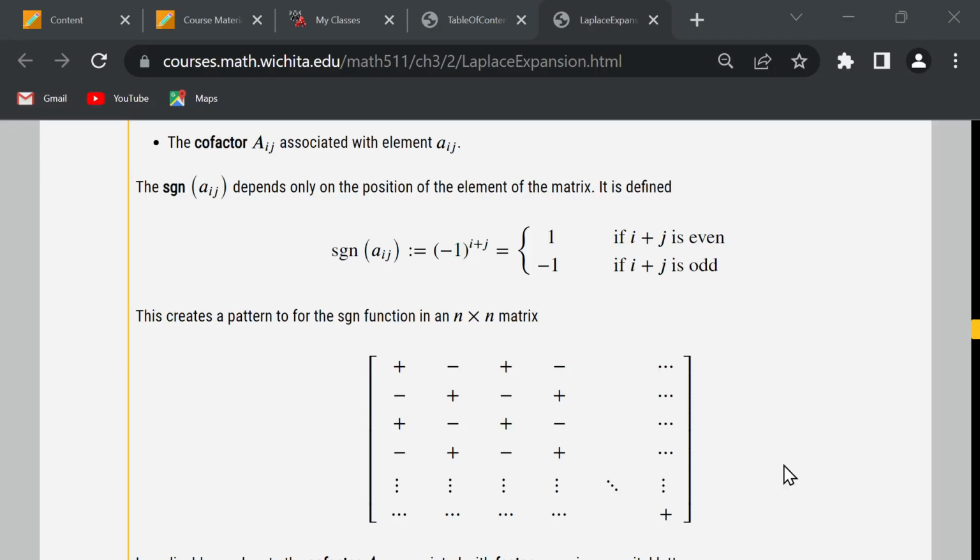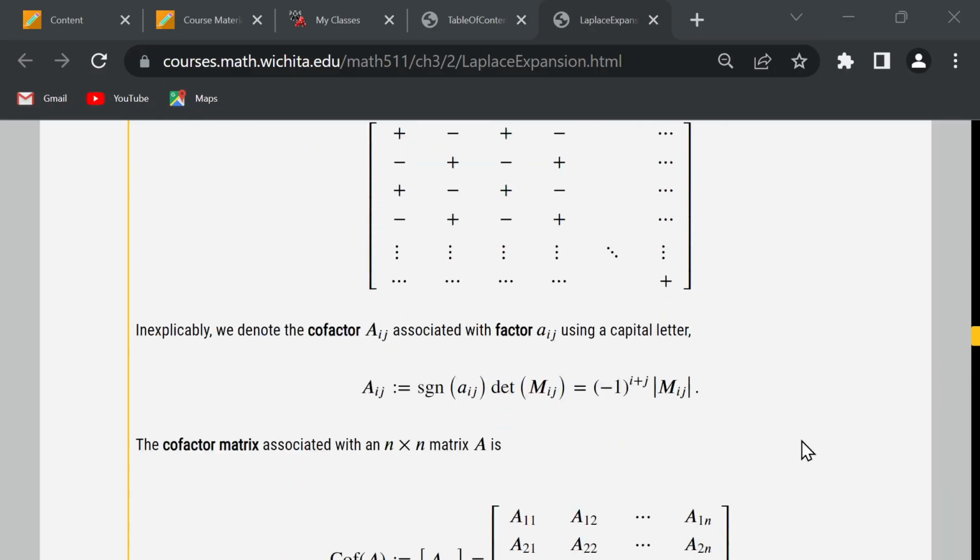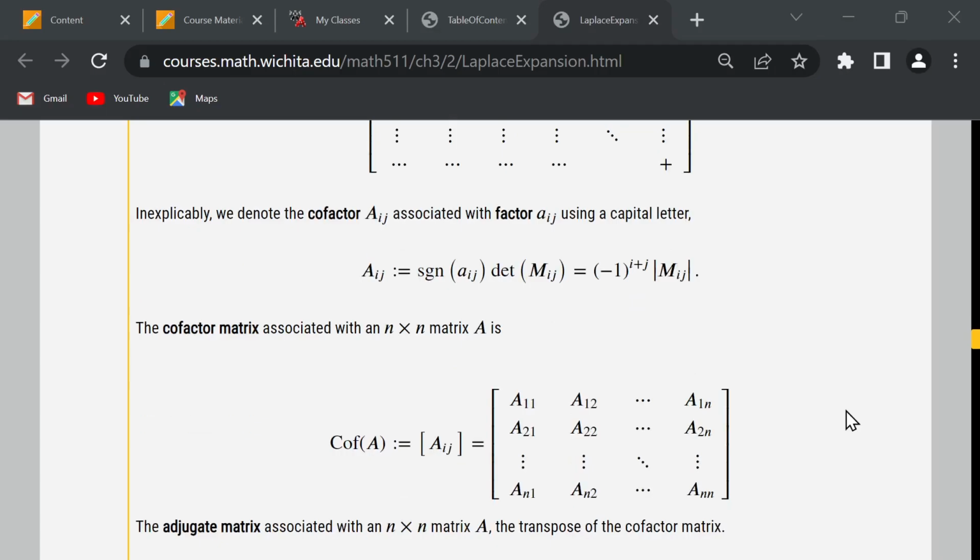No, this means something else. It means 1 if i plus j is even and negative 1 if i plus j is odd. And the cofactor of element little a_ij is its sign, its sigmun, times the determinant of its minor. And we can create the cofactor matrix. The cofactor matrix is an n by n matrix that has as each element the cofactor of each of the elements of the original matrix A.